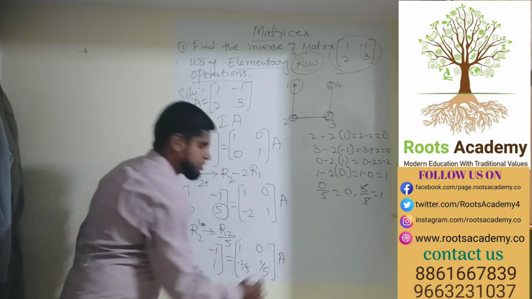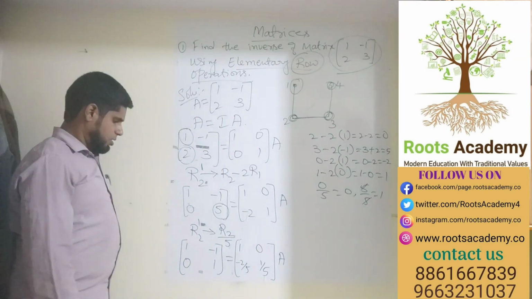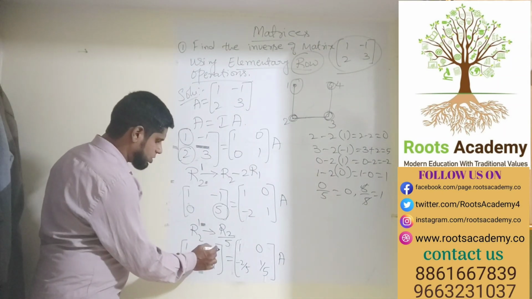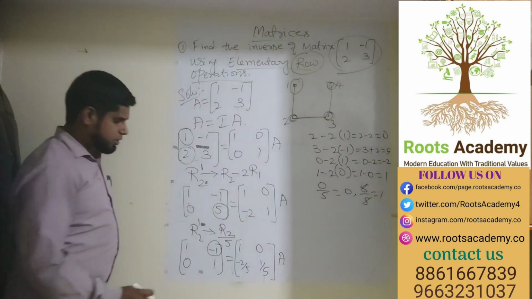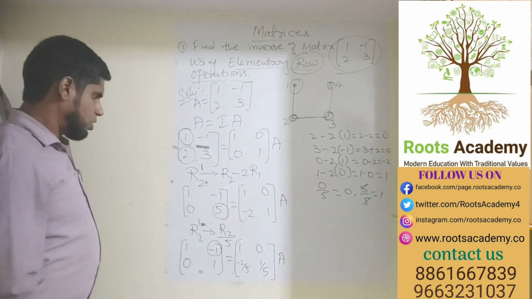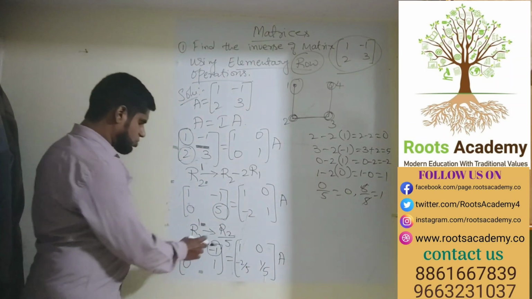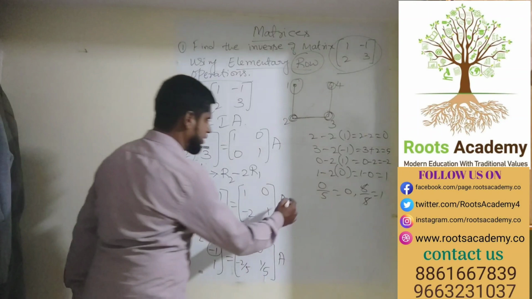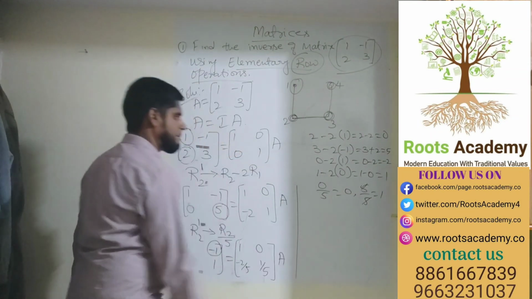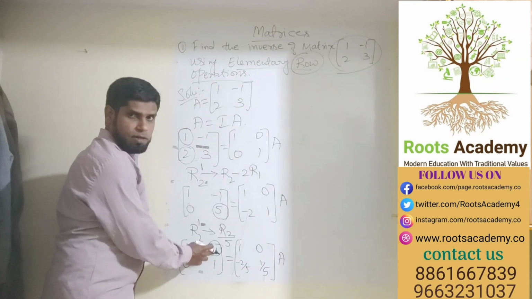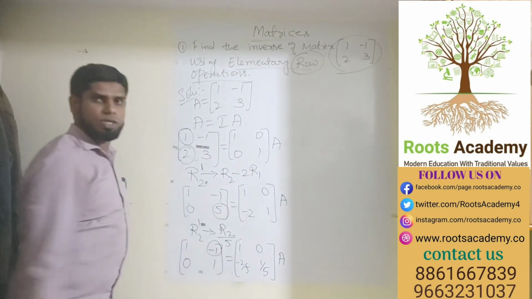This again A as it is. I got 3 elements. Now my target is this one. This minus 1 I should make it as 0. So I can make this minus 1 as 0. So I'll write it here. Now student, this minus 1 I should make it as 0.